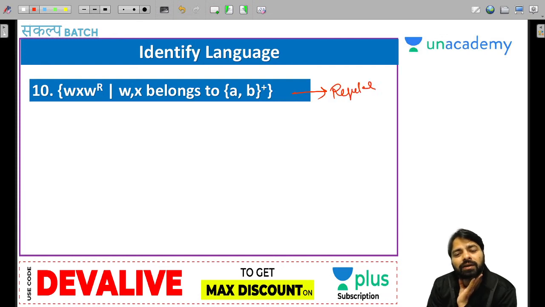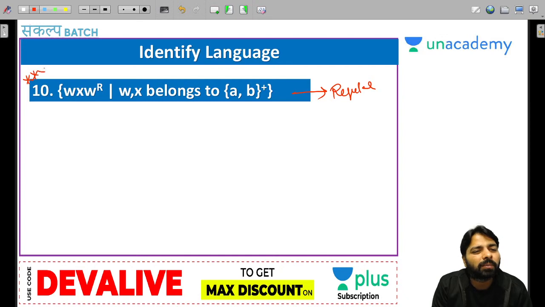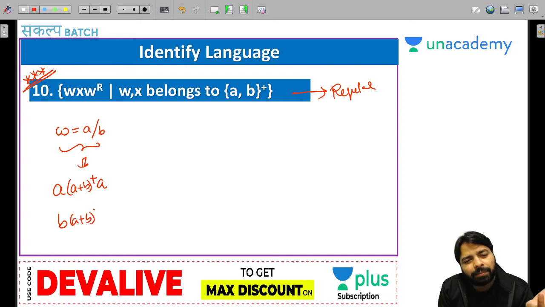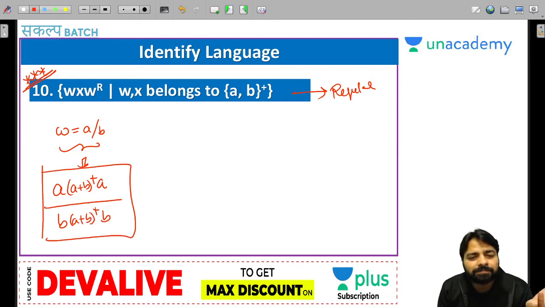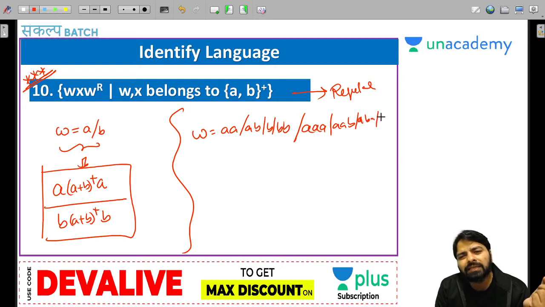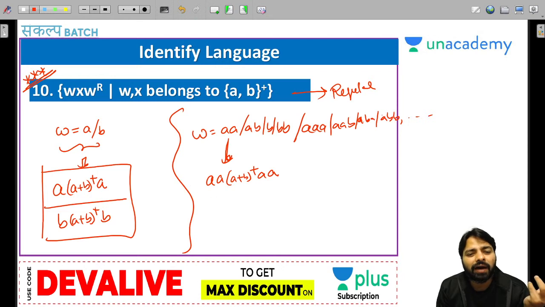Why is this regular? Because this is one of the important problems among all of them. How can you understand it is regular? Now look, put a minimum W, that is either A or B. What do you get? A followed by A plus B whole plus A, or B followed by A plus B whole plus B. These are the only two forms, right? Now you take any other W, either AA or AB or BA or BB, even three length, doesn't matter. Triple A, AAB, ABA, anything doesn't matter to me. AA when you put, what will happen? AA followed by A plus B whole plus AA. And this is covered here.